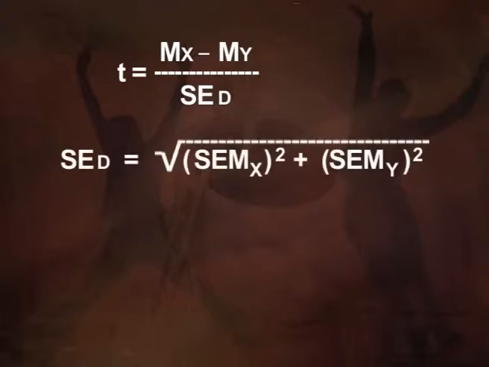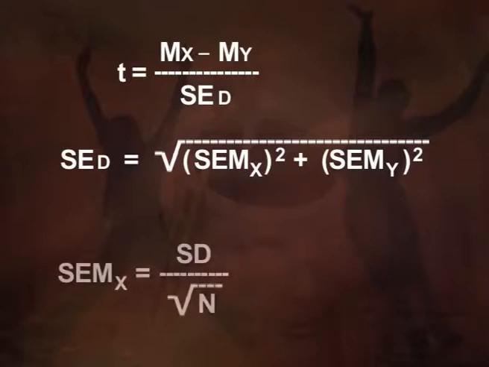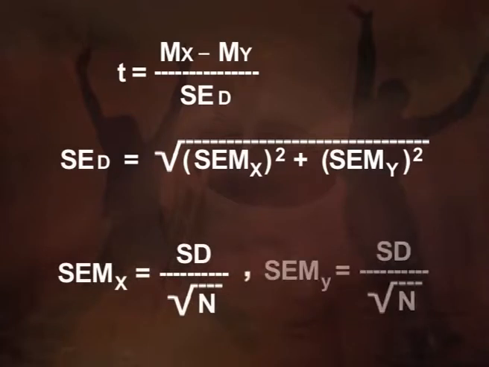The formula for calculating t-test for an independent group design here is t equals mean of x minus mean of y divided by the standard error of mean difference. To calculate the standard error of mean difference, it equals the square root of the standard error of mean x squared plus the standard error of mean y squared. Standard error of mean x or standard error of mean y will be equal to standard deviation divided by root of n.